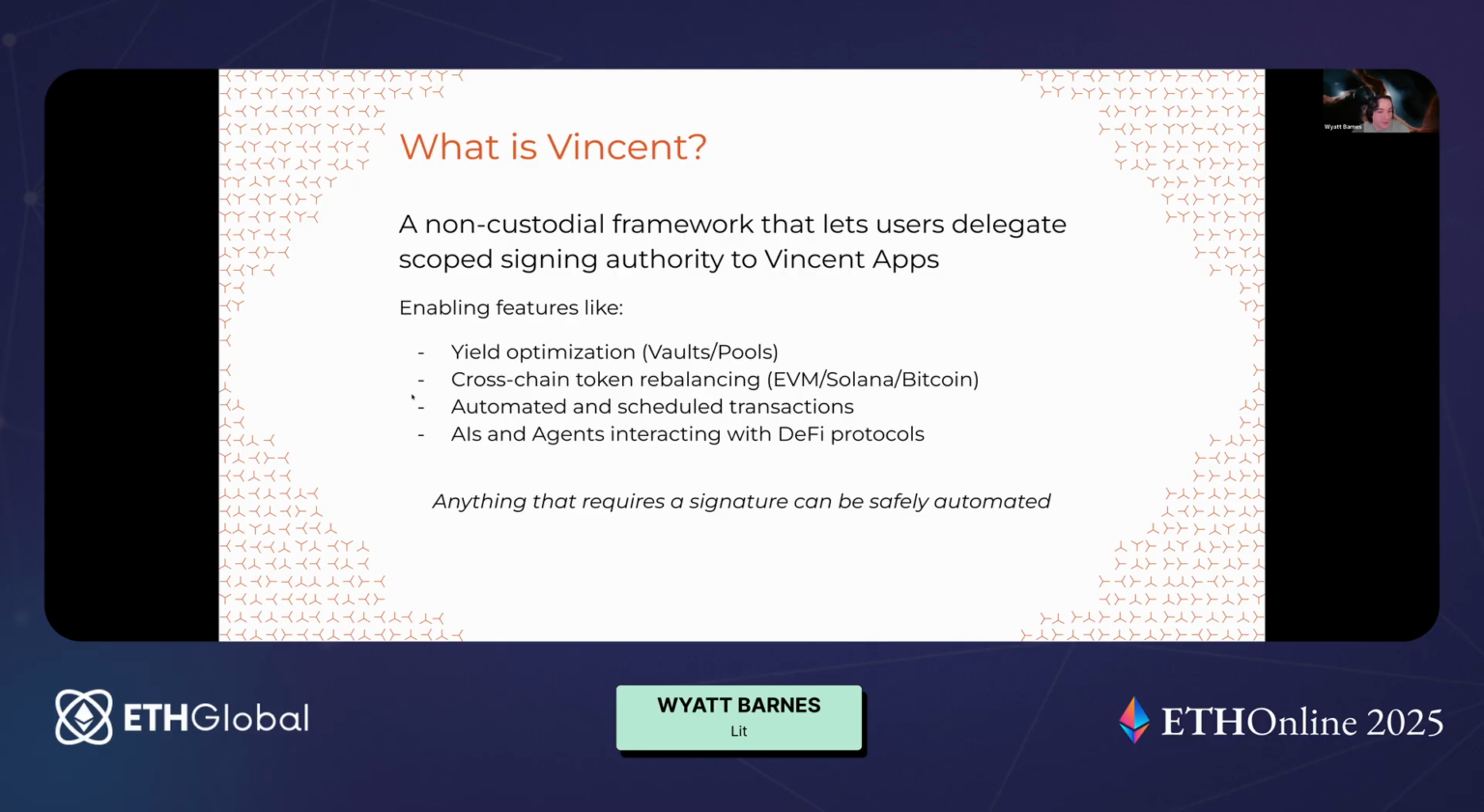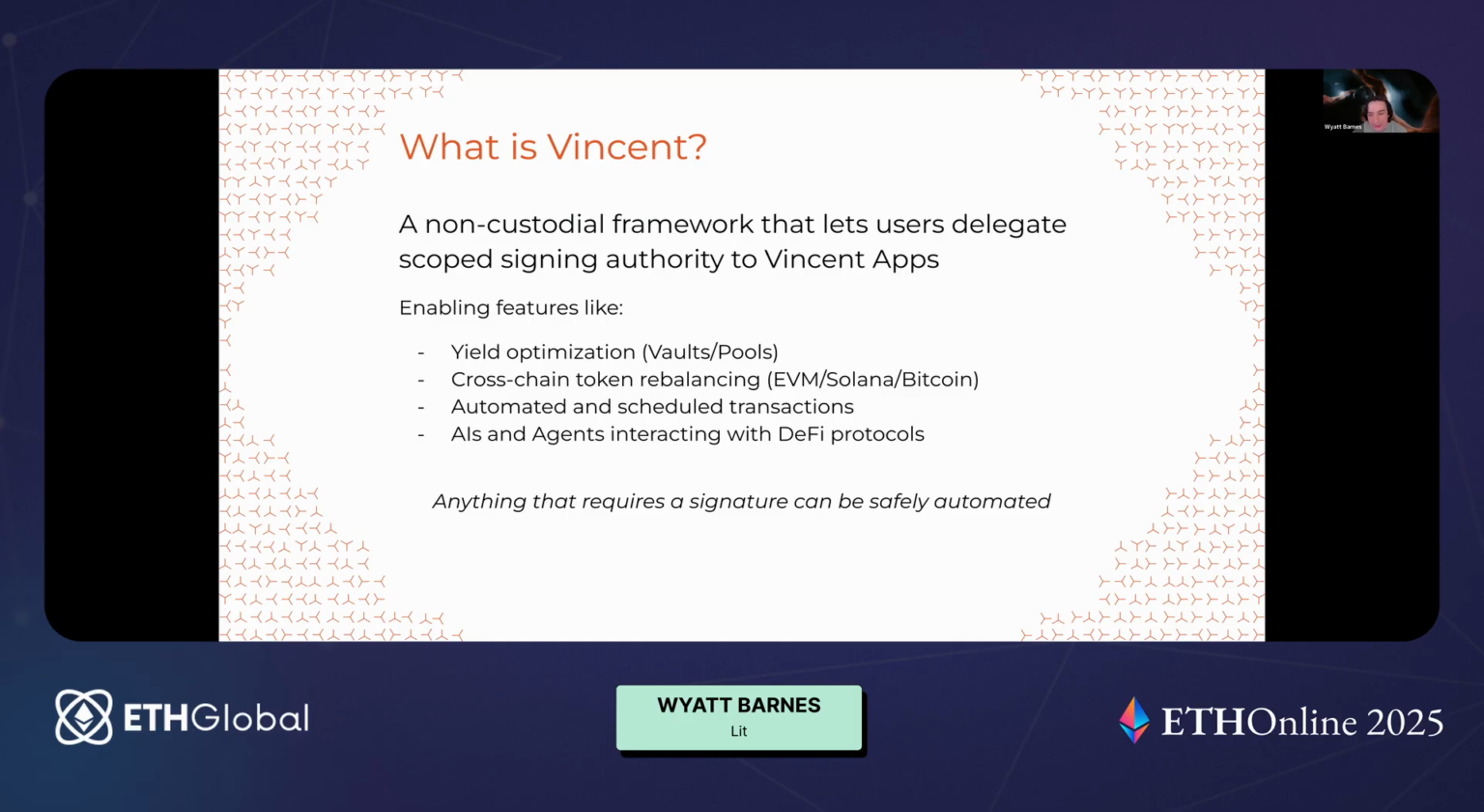And the really nice thing about this is, like here in the tagline, anything that requires a signature can be safely automated. And so the idea is that these Vincent apps are running some sort of server or service that can operate and execute these abilities on your behalf on some sort of automated schedule, or based off of some sort of trigger, whether that be from Web 2 or Web 3, or some sort of sentiment analysis or anything like that.